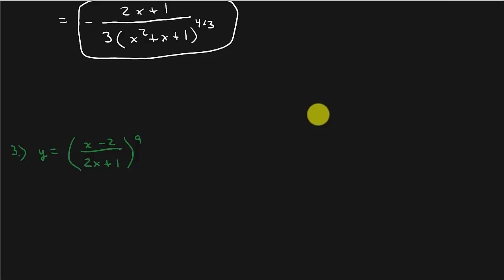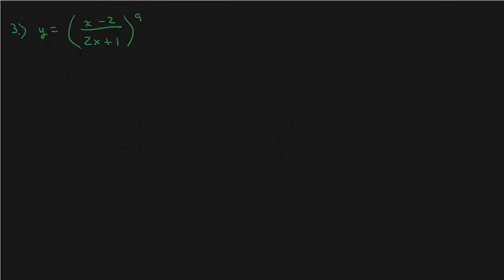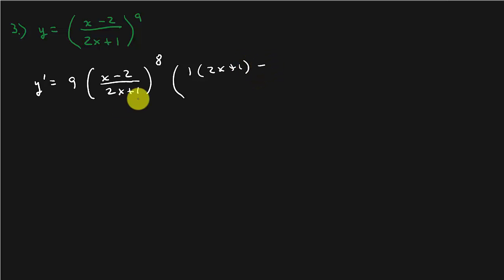All right. How about this one? We've got y prime equal to 9 times ((x minus 2) over (2x plus 1)) to the 8th. Exponent comes down, subtract 1 from the exponent. Then it's times the derivative of what's inside the parentheses. So we've got to take the derivative of (x minus 2) over (2x plus 1). Quotient rule, right? So let's do that. The quotient rule, remember, is the derivative of the numerator, which is 1, times the denominator, minus the derivative of the denominator, which is 2, times the numerator, all over the denominator squared.